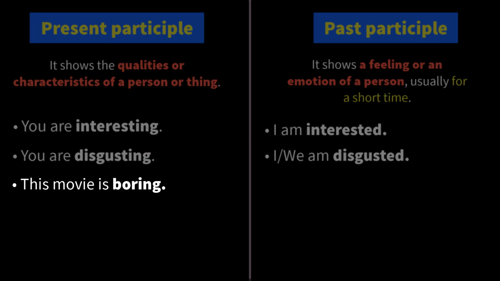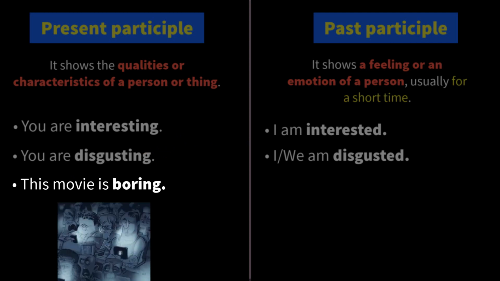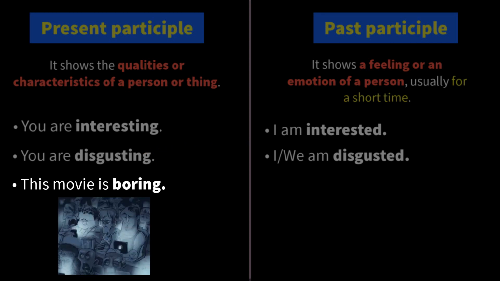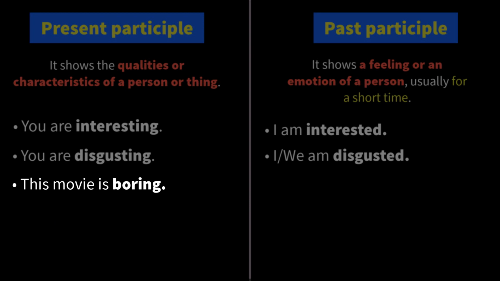This movie is boring. So boring is an adjective, a present participle, giving information about the noun movie. How is it boring? So this is one of its features, right? This movie is boring. That means there is something about this movie that people do not like. This movie puts people to sleep. That's how it is. It is boring.